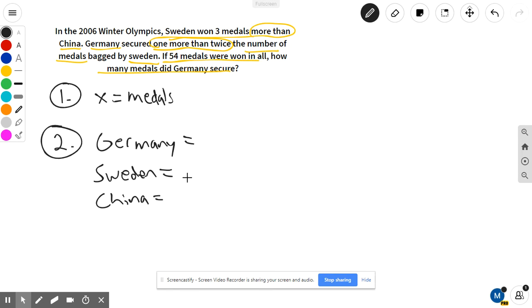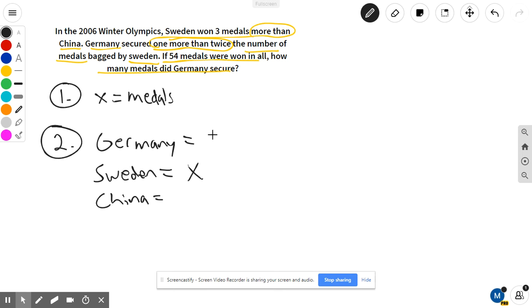Now, there's multiple ways you can go about doing this. I'm going to show you the first way that came to my mind, but I actually solved it 2 or 3 other times, and I got the same answer, but I did it through a different approach just to see if there's more than one way to do it, and there is. For example, some people may use China as the x variable. I'm going to use Sweden, okay? That's the way I started to solve it the first time. So if Sweden is x, and that's how many medals they have, it says Germany secured one more than twice the number of medals bagged by Sweden.